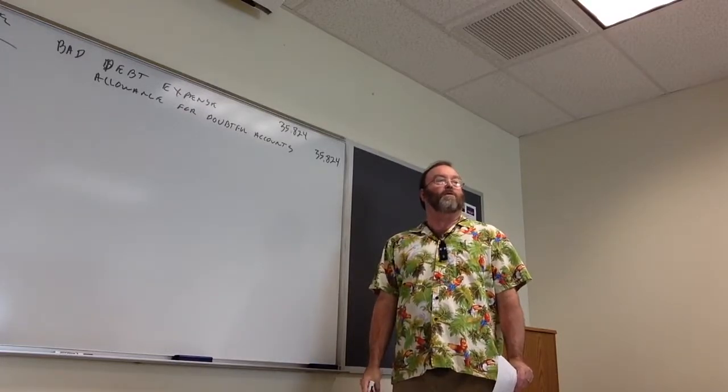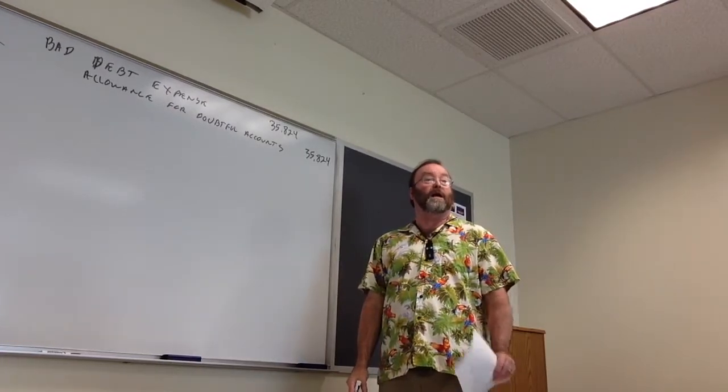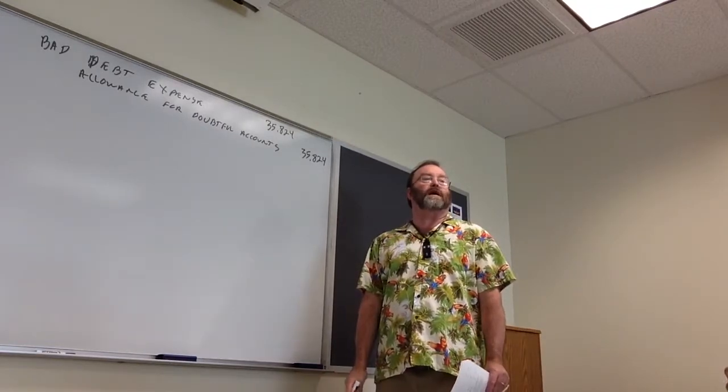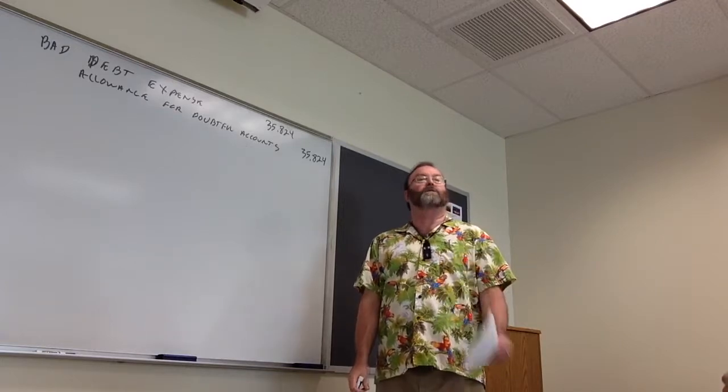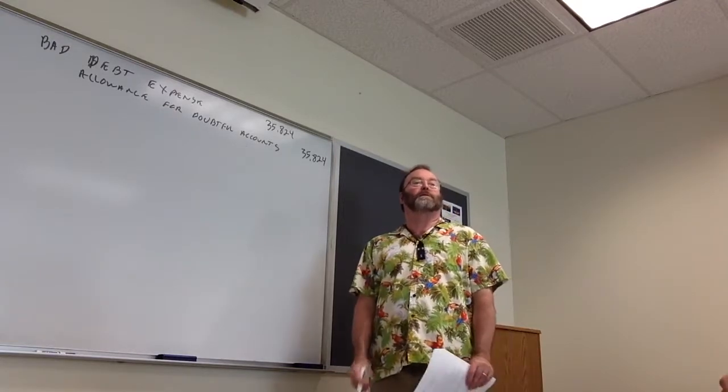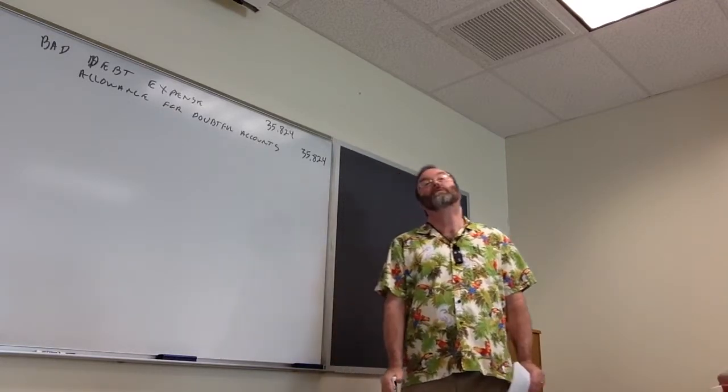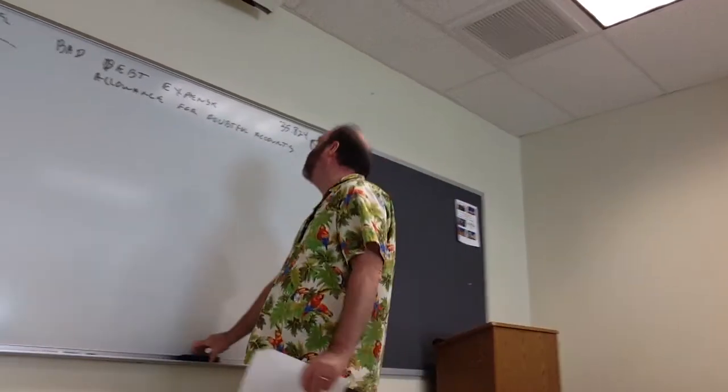What about scenario B, where you had an unadjusted balance in the allowance for doubtful accounts of $3,000, a debit balance? $38,824. You're going to add it.